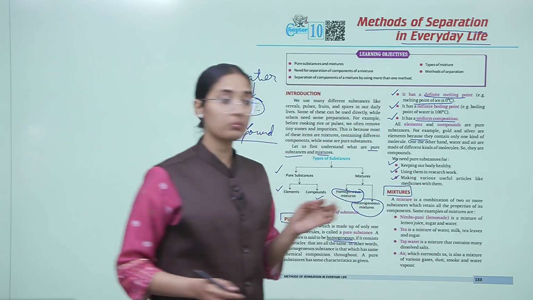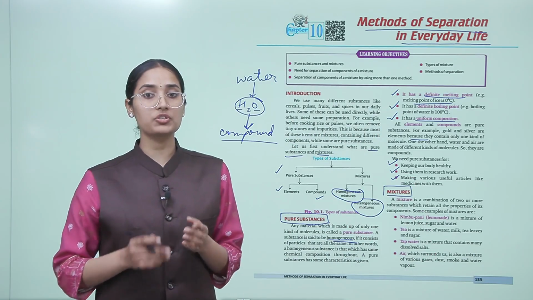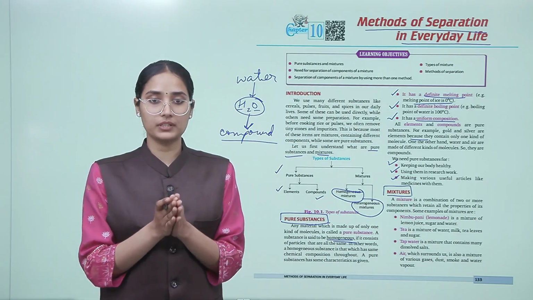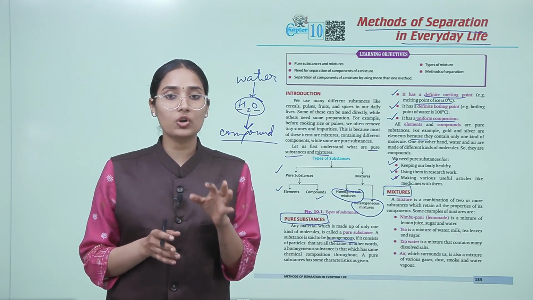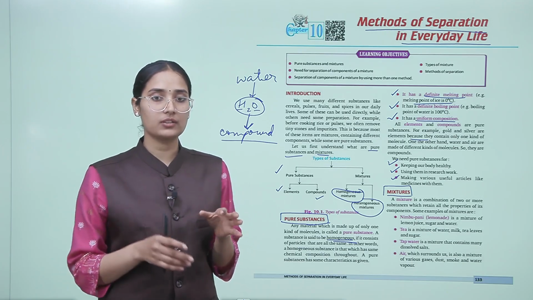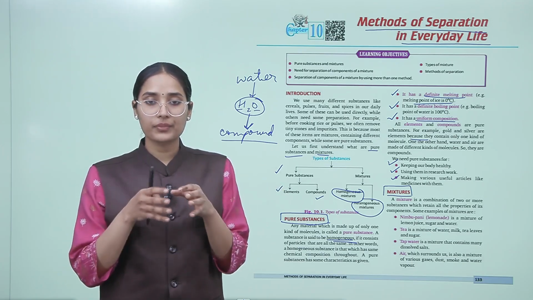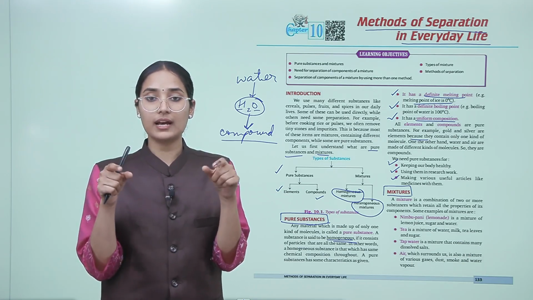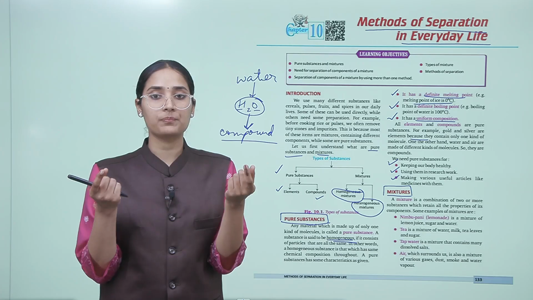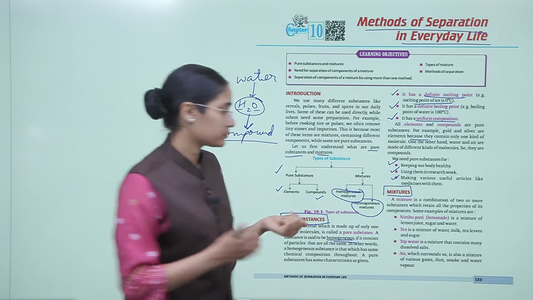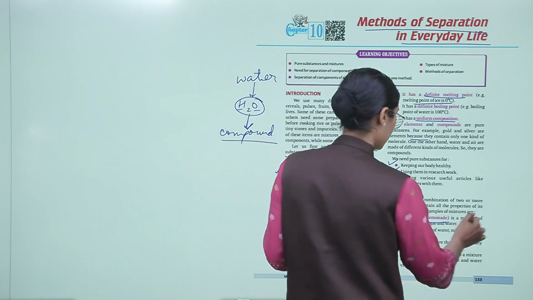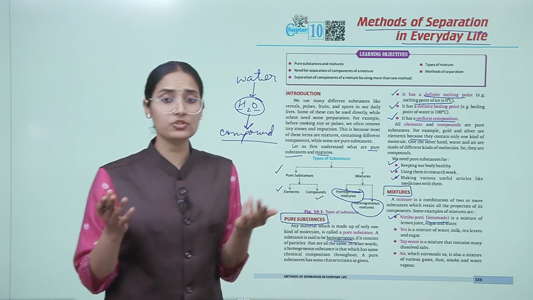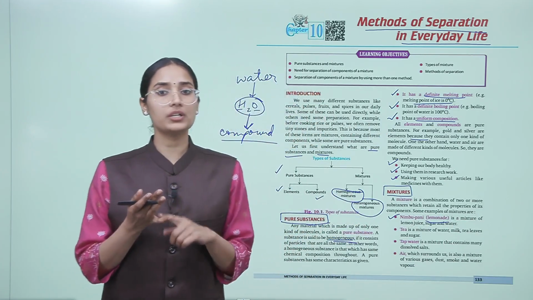So a mixture is a combination of two or more substances which retain all the properties of its components. Okay, so a mixture is a combination of two or three substances, which, when added together, all retain their property. For example, Nimbu Pani, or you can say lemonade, right? It is a mixture of what? The lemon juice, sugar and water.